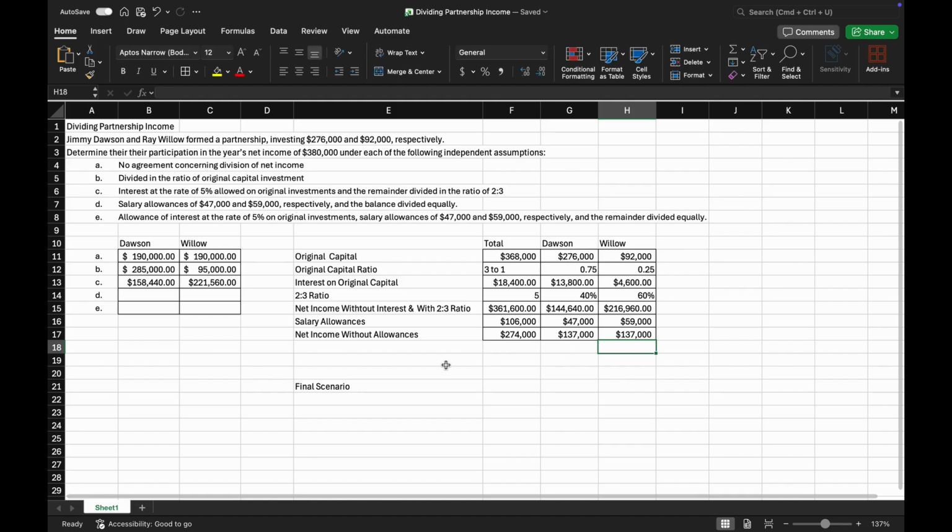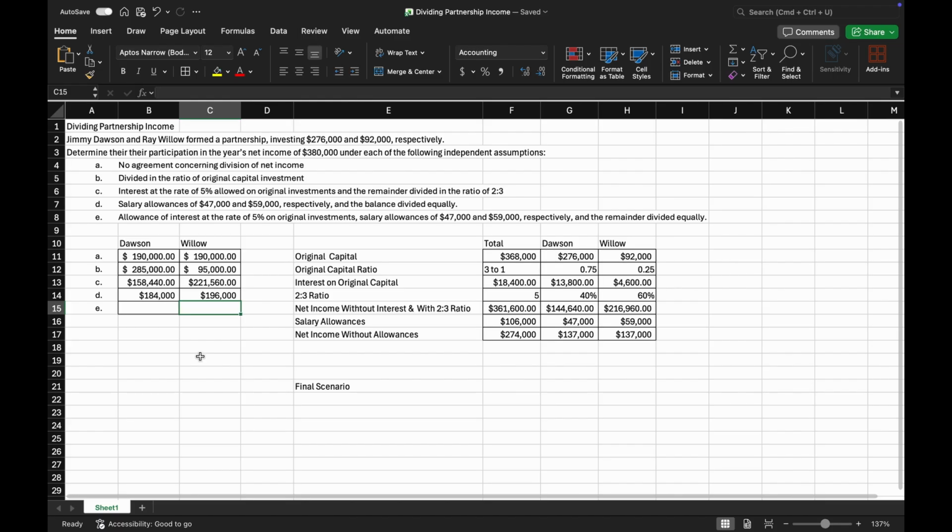Now that we have the base net income for each partner, we must add the allowances back in. For Dawson, $137,000 plus $47,000 equals $184,000. For Willow, $137,000 plus $59,000 comes out to $196,000 for their participation in this year's net income.